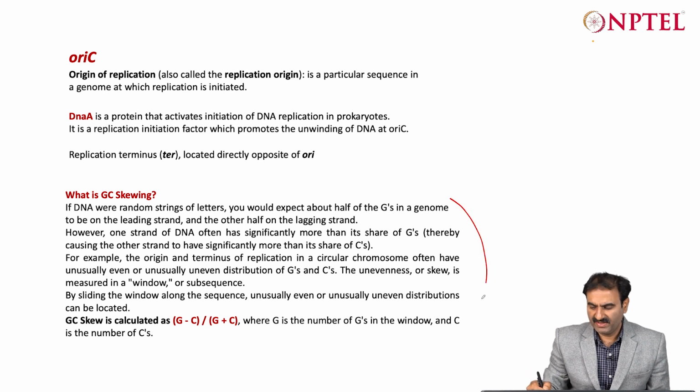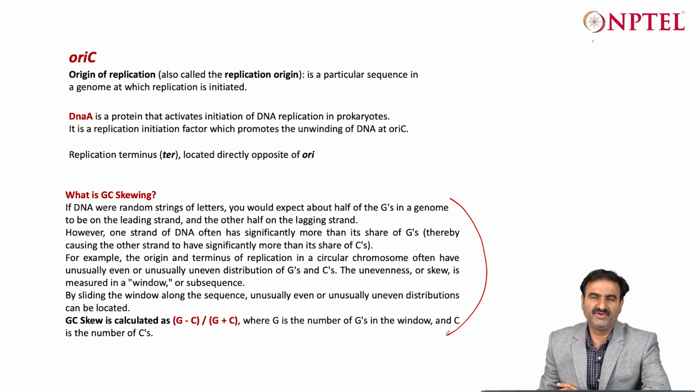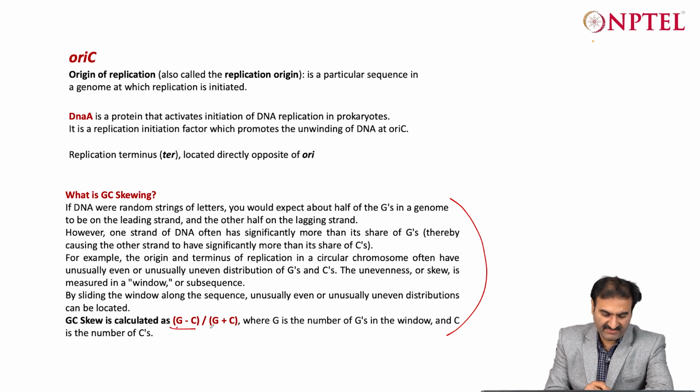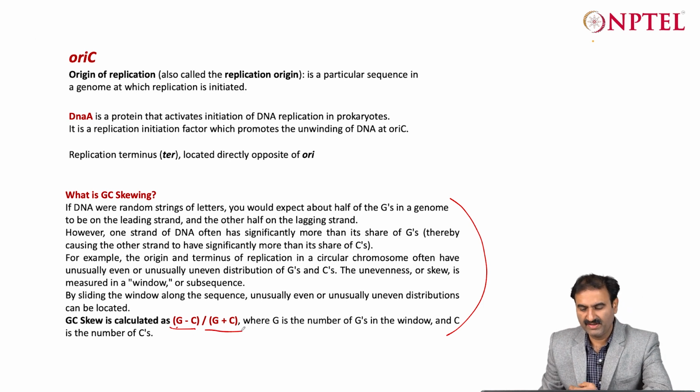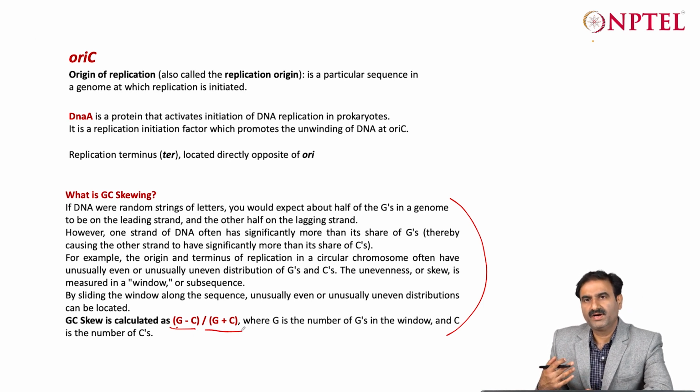And GC skew is basically one thing that you observe in these genomes, that it is not that the percentage of G and C will be the same on both the strands. It is calculated as G minus C divided by G plus C, and it is more so in the strand which has more coding genes, whether forward or reverse, which will have more of the GC skew because the coding genes prefer more G's as compared to the C's.